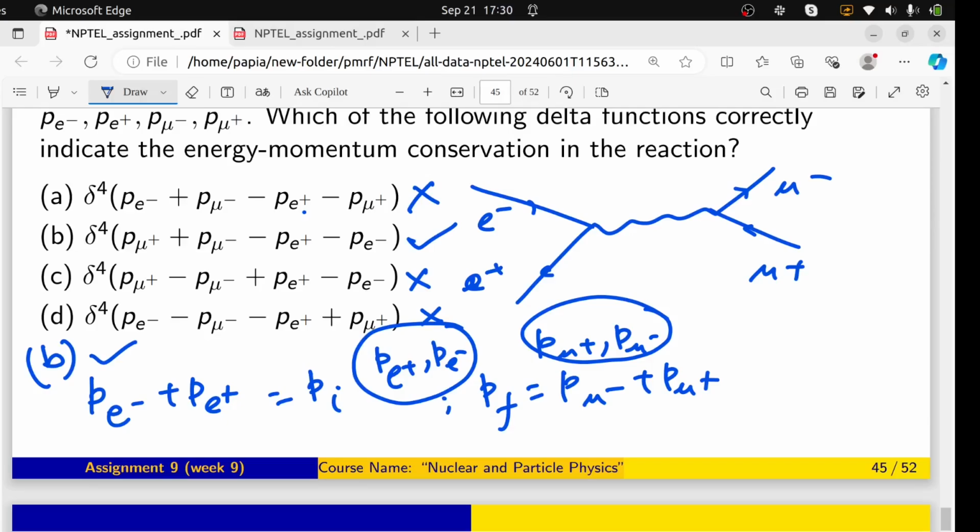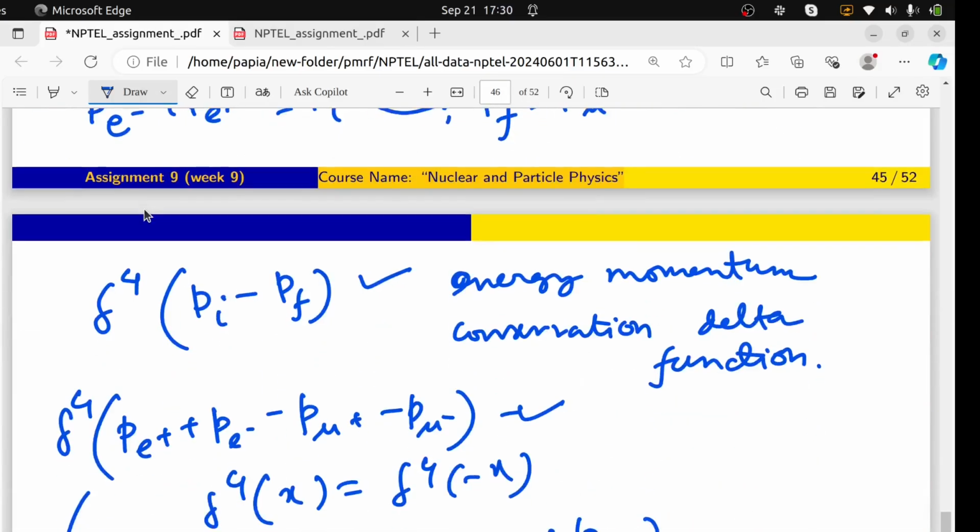For this question, in option B you can see mu plus and mu minus have the same sign, this is also positive, this is also positive. For E plus and E minus, both are negative. So that is fine.